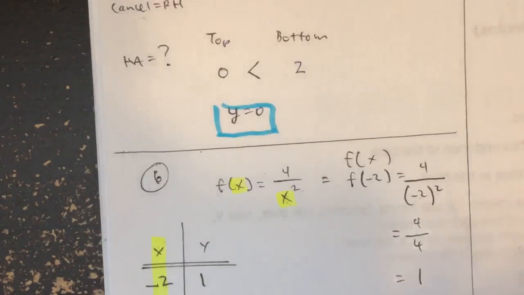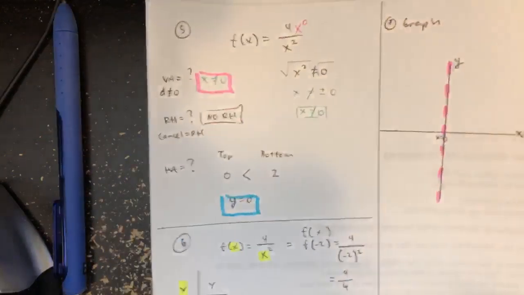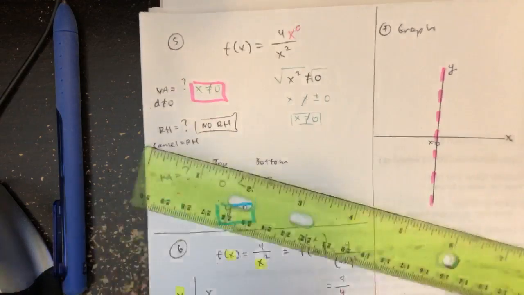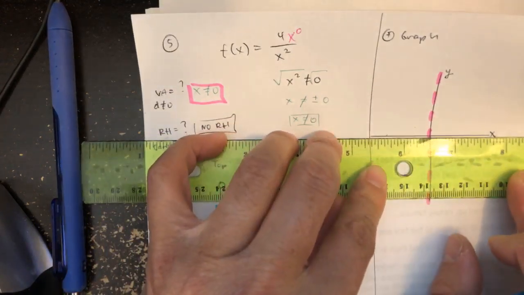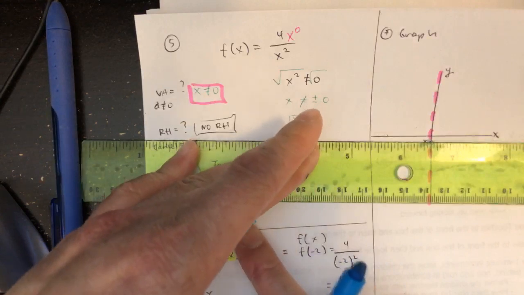Question number 7 tells you to graph all the characteristics from questions 5 and 6. So let's go ahead and do all these characteristics now. So I did the vertical asymptote. Now I'm going to do the horizontal asymptote.